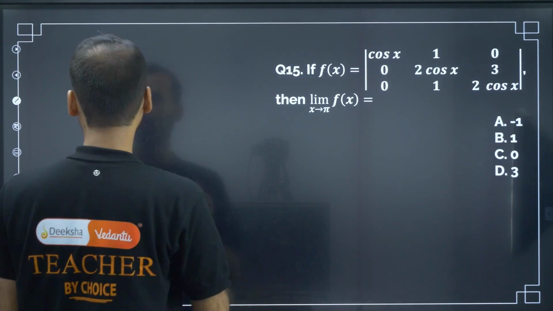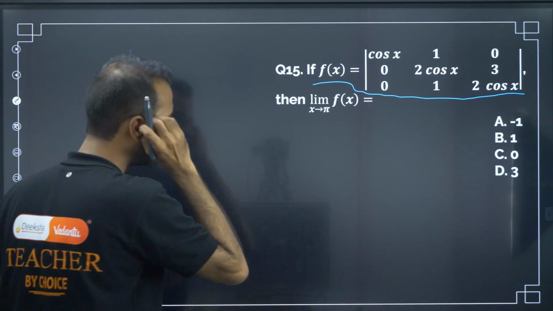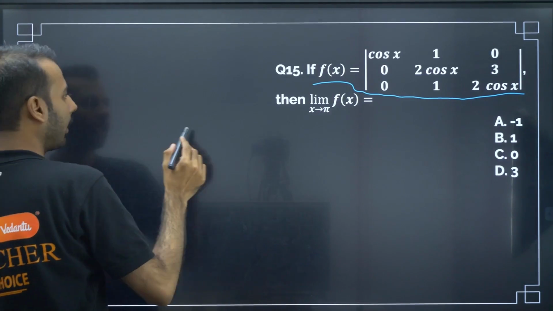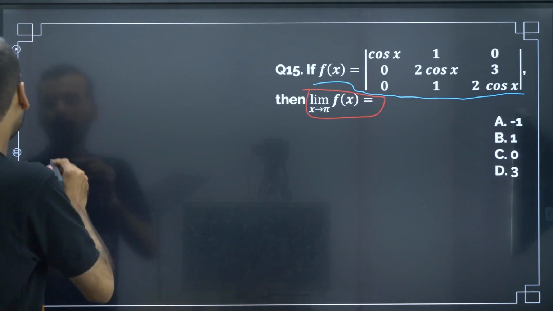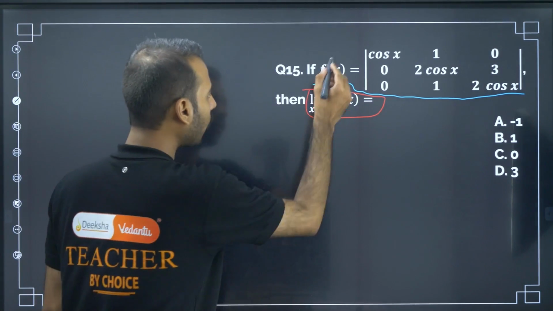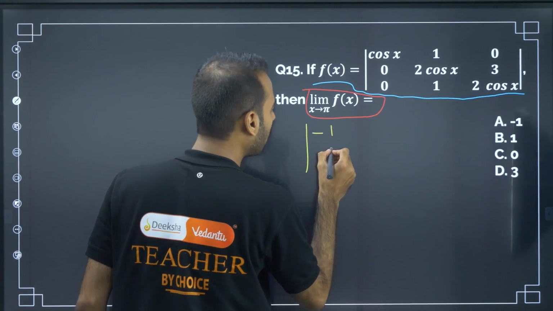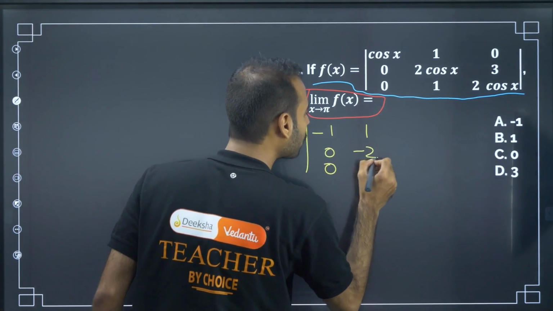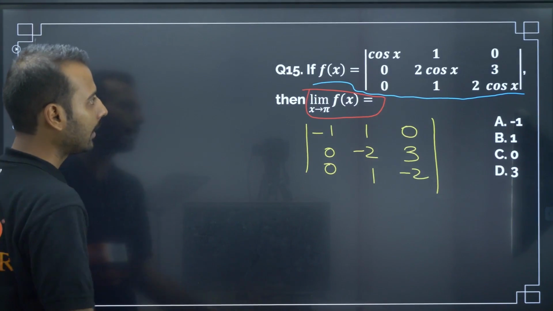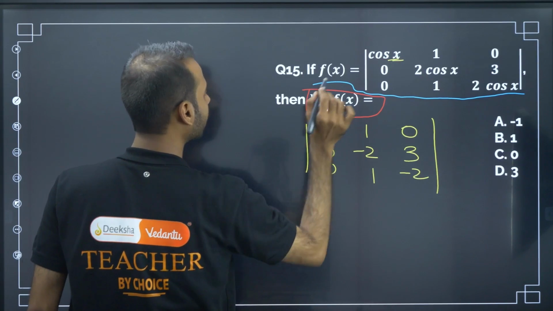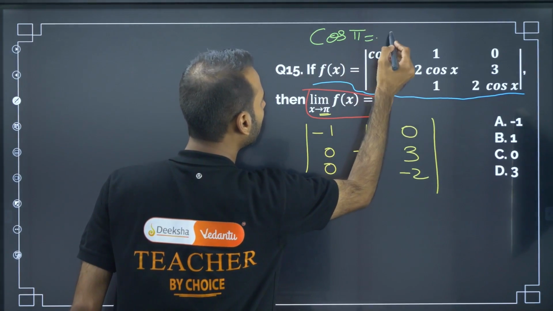If f of x is equal to some determinant, some function they have given, then what are they asking? They are asking to find this. How to find this? To approach this, I have to place pi here. This becomes cos pi. Cos pi is minus 1, 0, 0, 1, minus 2, 1, 0, 3, minus 2. If you place pi here, cos pi is minus 1. So in synopsis, what you should know: cos pi is equal to minus 1.